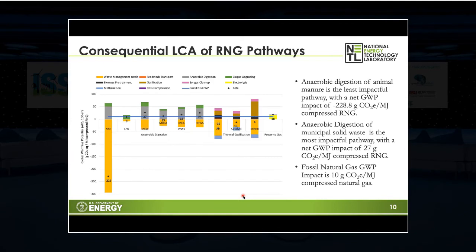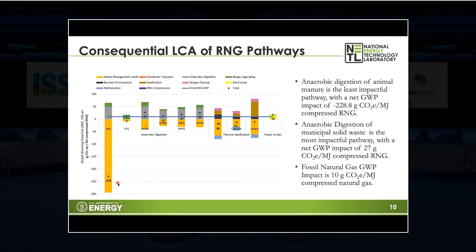Here we see the results of the consequential LCA, which basically subtracts the emissions from the conventional waste management from its proposed scenarios to account for the avoided emissions due to RNG production. This is the best place to draw final conclusions. Here we again see that anaerobic digestion of animal manure is the least impactful pathway, with a GWP impact of minus 229 grams of CO2e per megajoule of compressed RNG.